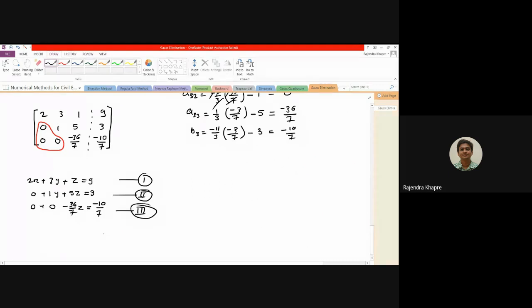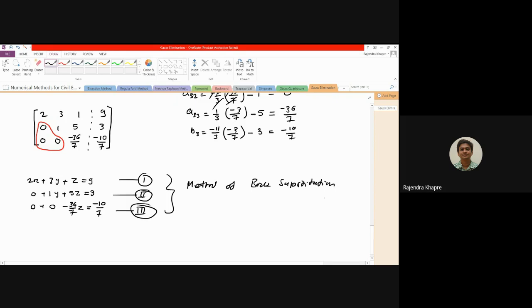So now you have 3 equations which are converted into another 3 equations, in which you will find in the third equation the coefficients of x and y are 0. In the second equation, the coefficient of x is 0, and the first equation is still the same as the given equation. Okay, so from this point onwards, you have to use the method of back substitution.